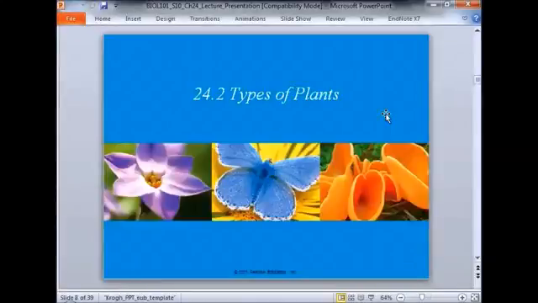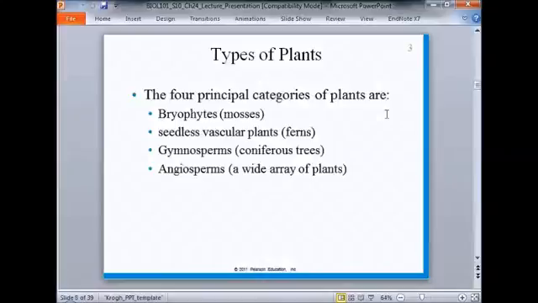Moving on to the types of plants. There are 4 basic categories of plants. Bryophytes, these are mosses. Seedless vascular plants, which are just kind of a general group that's defined by the fact that they're vascular, but they don't have seeds, and those are ferns. We've got gymnosperms, which are conifers, like pine trees. And then angiosperms are everything that's not one of the other 3. Angiosperms are one of the most abundant groups of plants in the world.